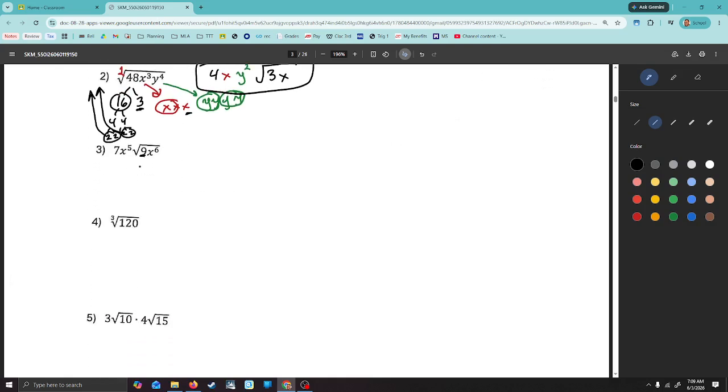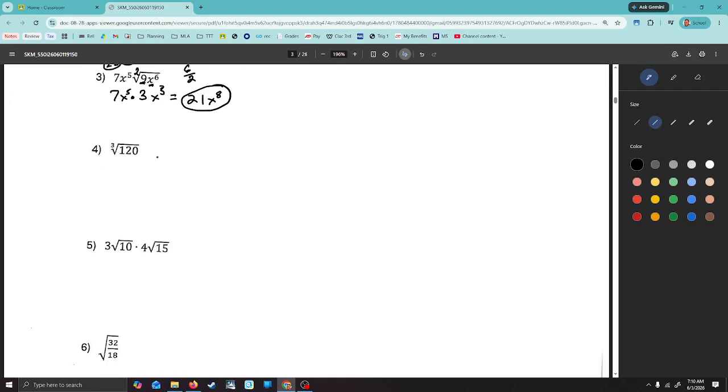This one, the square root of 9 is 3. The square root of x to the sixth is going to be x to the third. You can either remember the square root of x to the 6 is x to the third because you know it's half, or if you remember, since we're square rooting, it's the same as doing 6 over 2, which is a half. So this is x to the third times 7 x to the fifth. When you multiply normal numbers, that's normal, so 21. When you multiply x to the fifth and x to the third, that's x to the eighth. You add exponents.